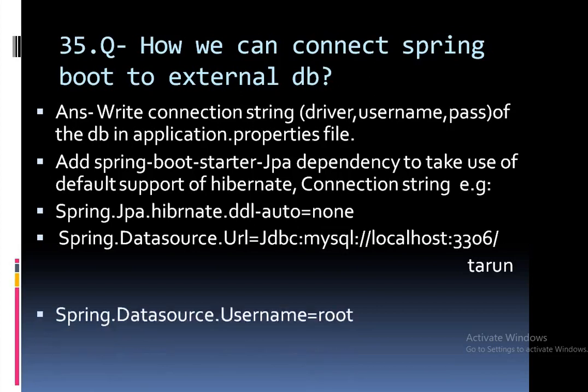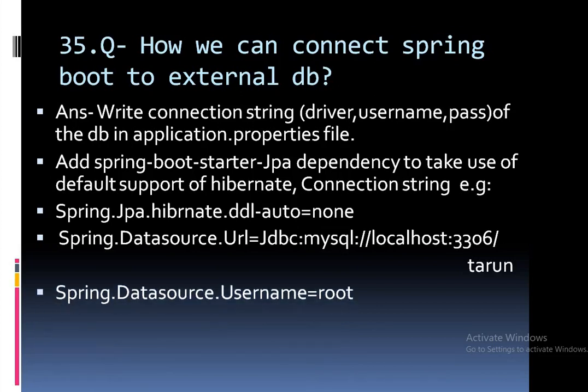Then we can write spring.jpa.hibernate.ddl-auto equal to none, or create, or update. For connecting with the database, we need to write spring.datasource.url, and the database URL needs to be passed here. If it is a MySQL database, then we pass jdbc:mysql://localhost, the port number, and the database name. Then spring.datasource.username equal to root and spring.datasource.password.